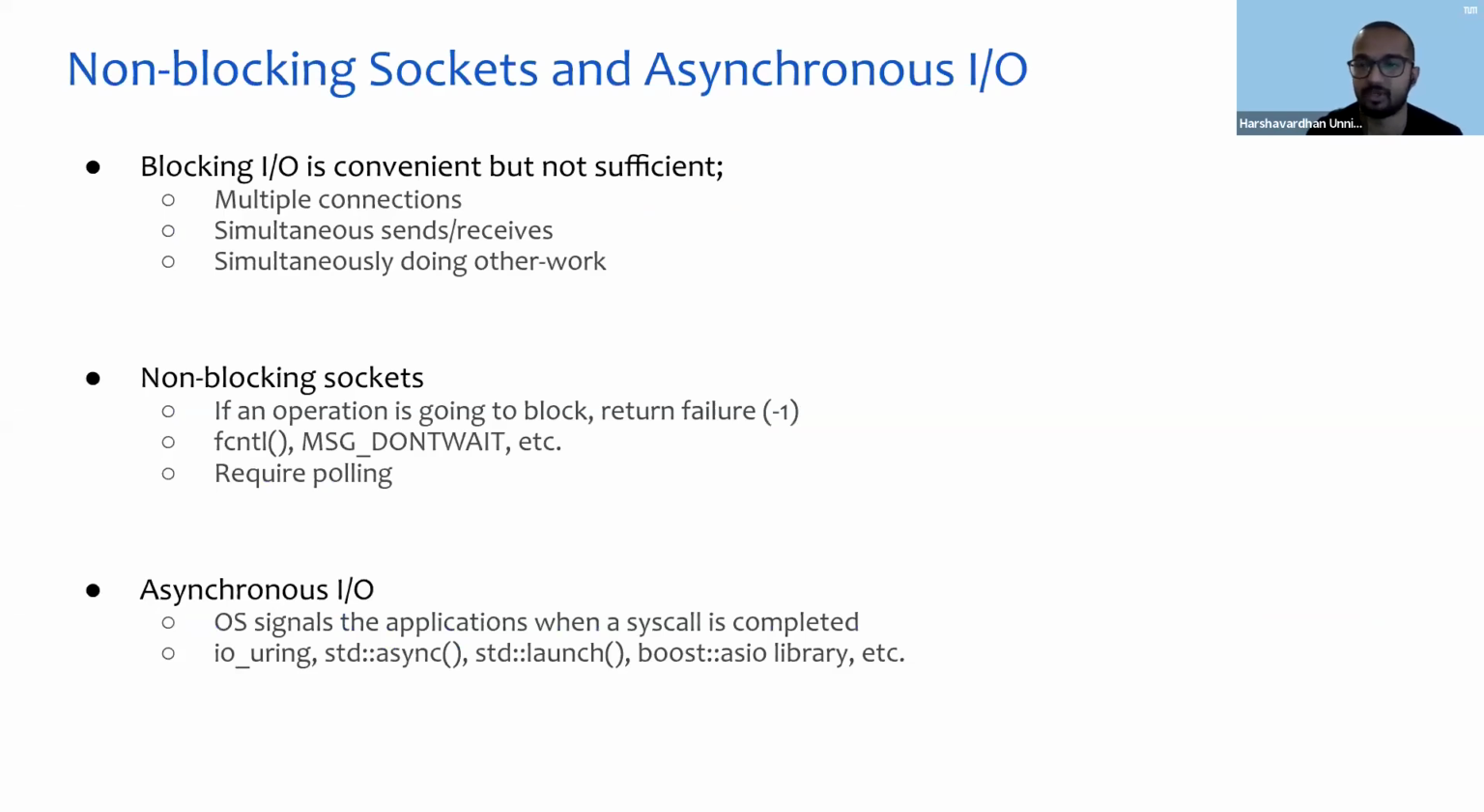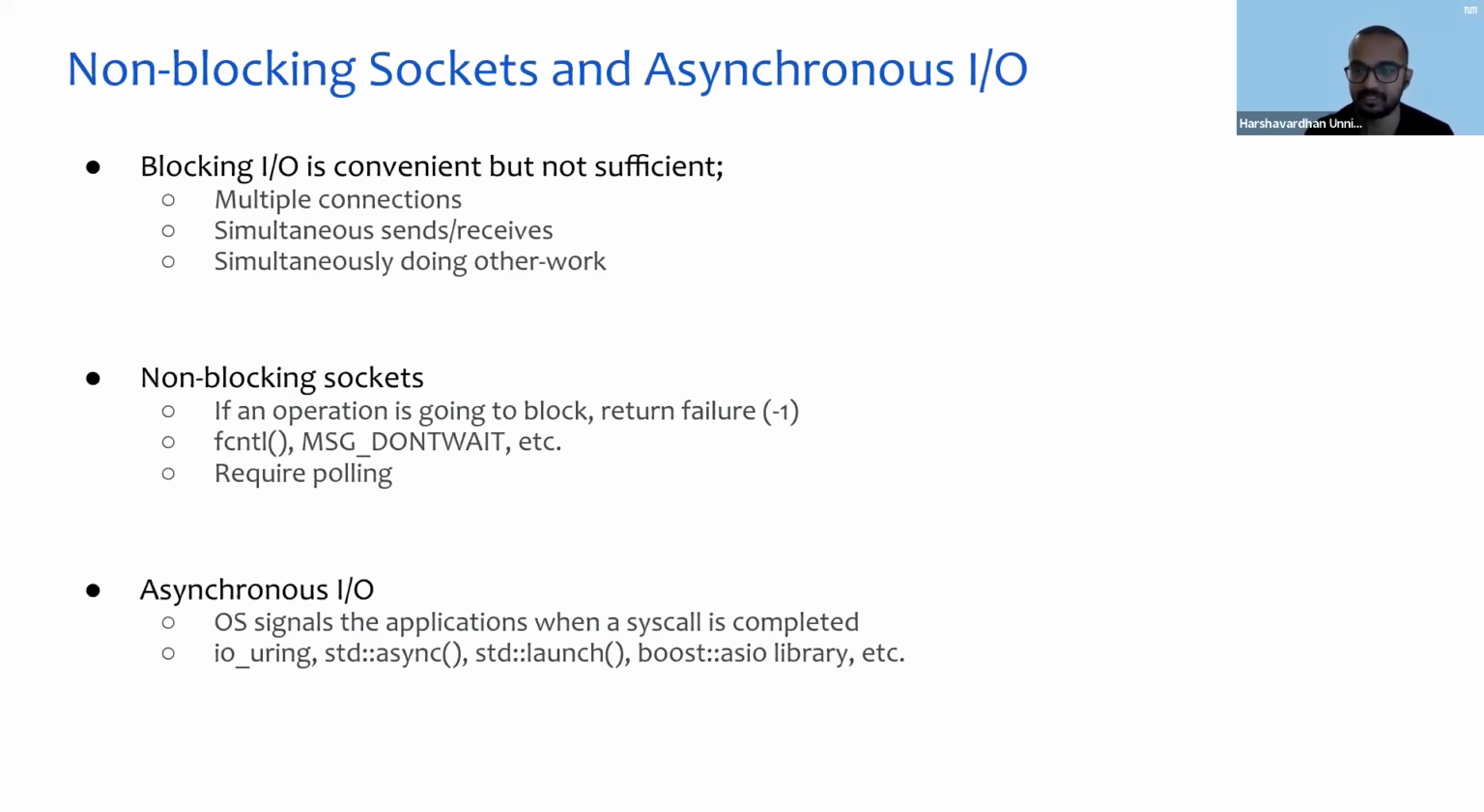By default, the syscalls we saw are blocking. For example, a receive system call will block if there is no data to be read. However, the blocking API is restrictive in the presence of multiple clients. This is because blocking calls are not sufficient in the presence of multiple connections, where an application may have to simultaneously send and receive data while also doing some other work locally.